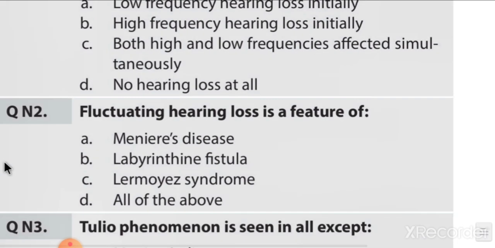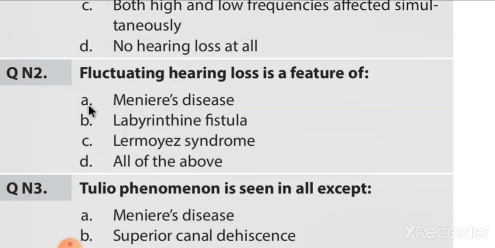Another question: fluctuating hearing loss is the feature of which condition? We have already studied fluctuating hearing loss in Meniere's disease, but fluctuating hearing loss may also occur in labyrinthine fistula and Lermoyez syndrome. So the answer is all of the above.